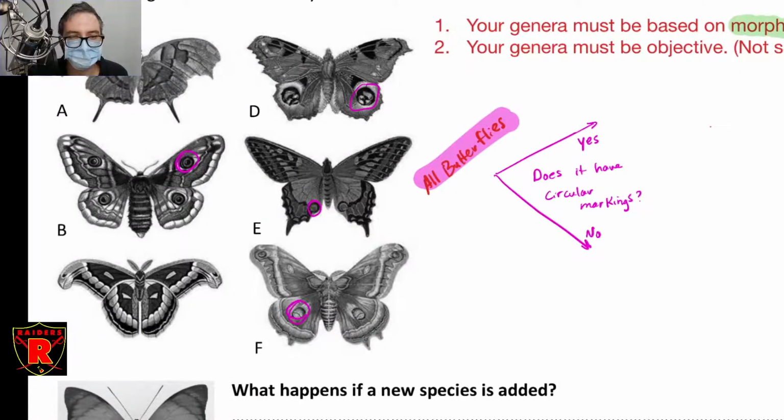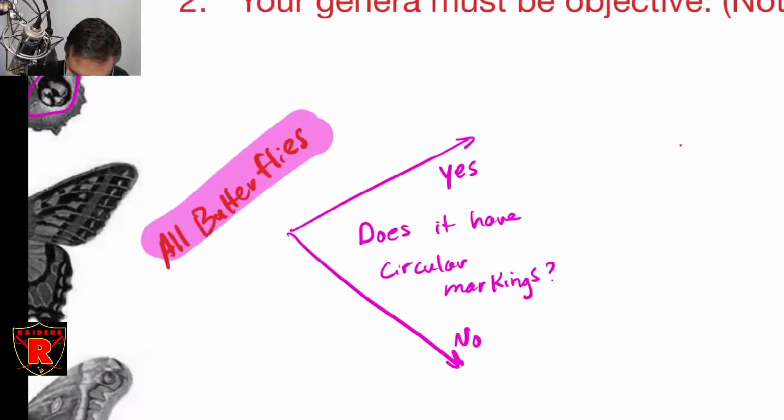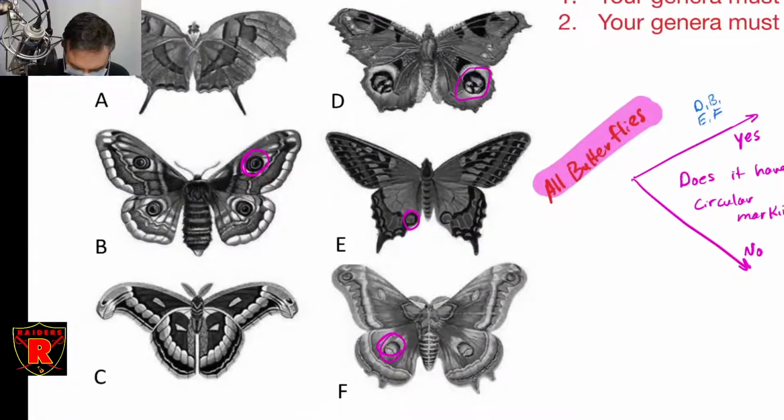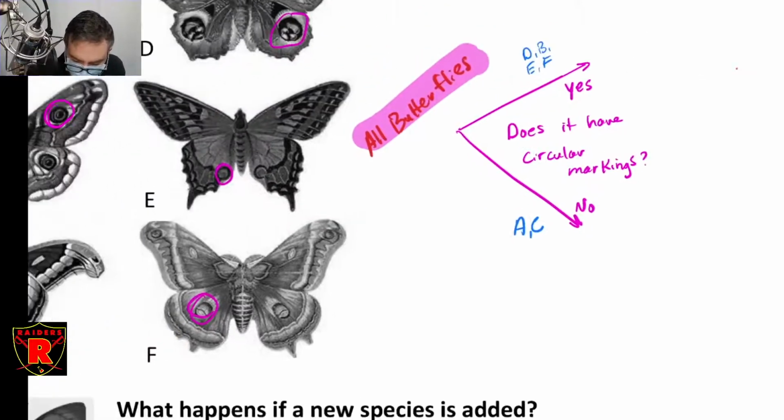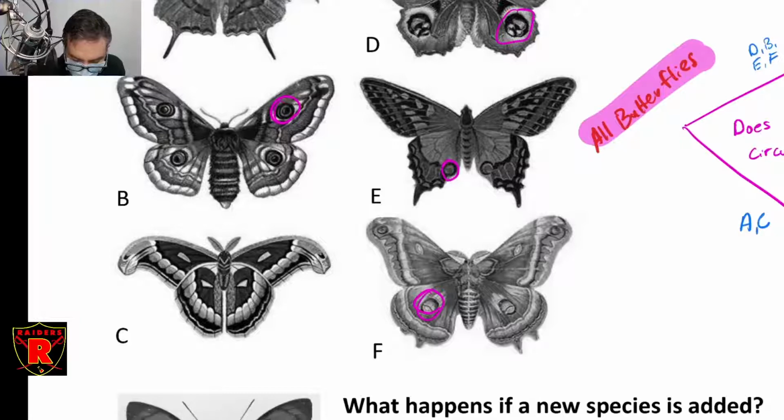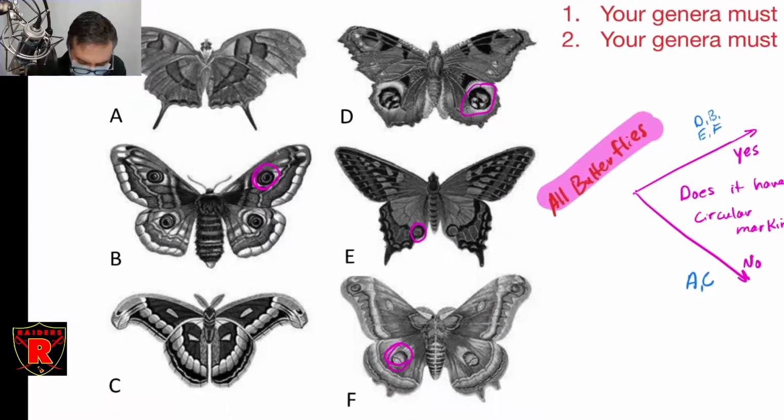But here I've got D, B, E, and F have circular markings. I'm just going to write it on here to help keep things straight for me. I'm doing it in a different color so it's not confusing. So A and C go the other way. Okay, so let's finish off A and C and finish off that direction on the table here.